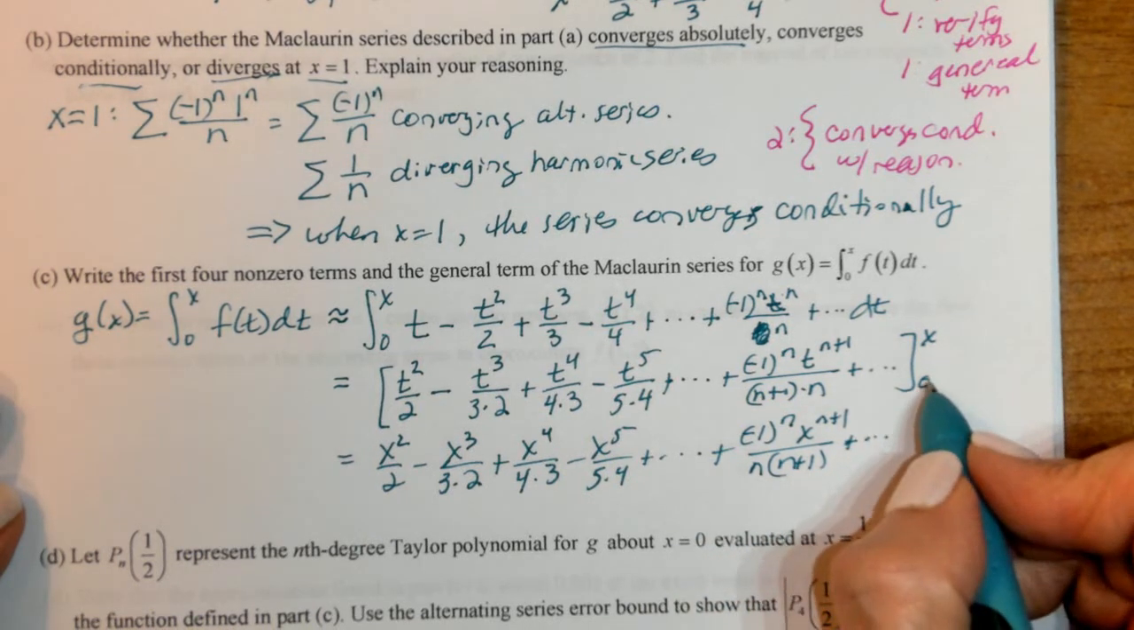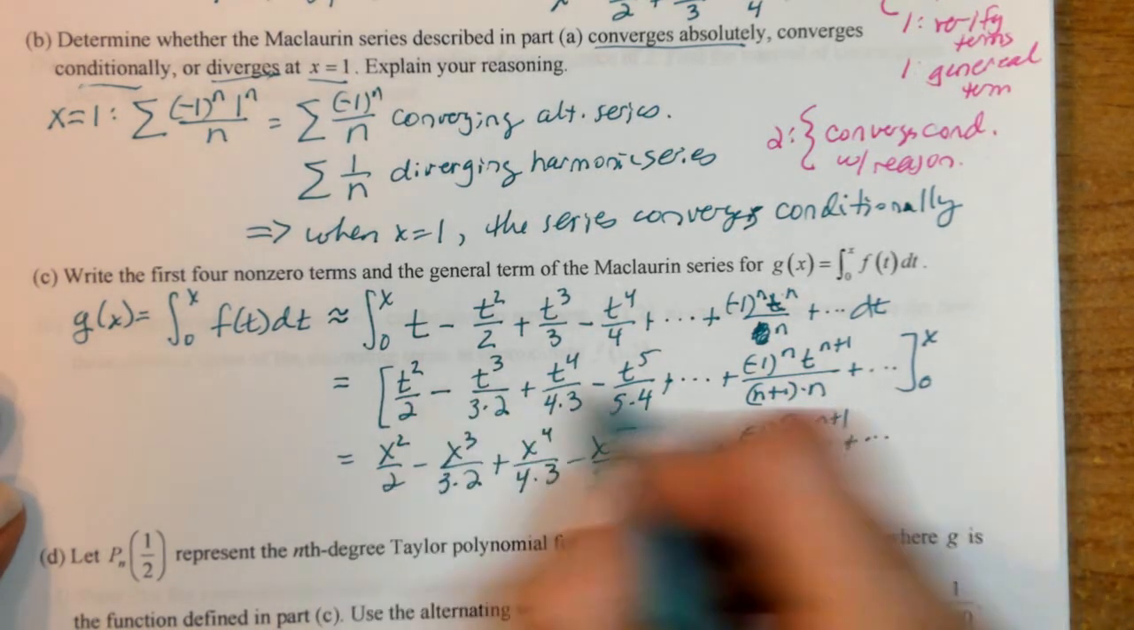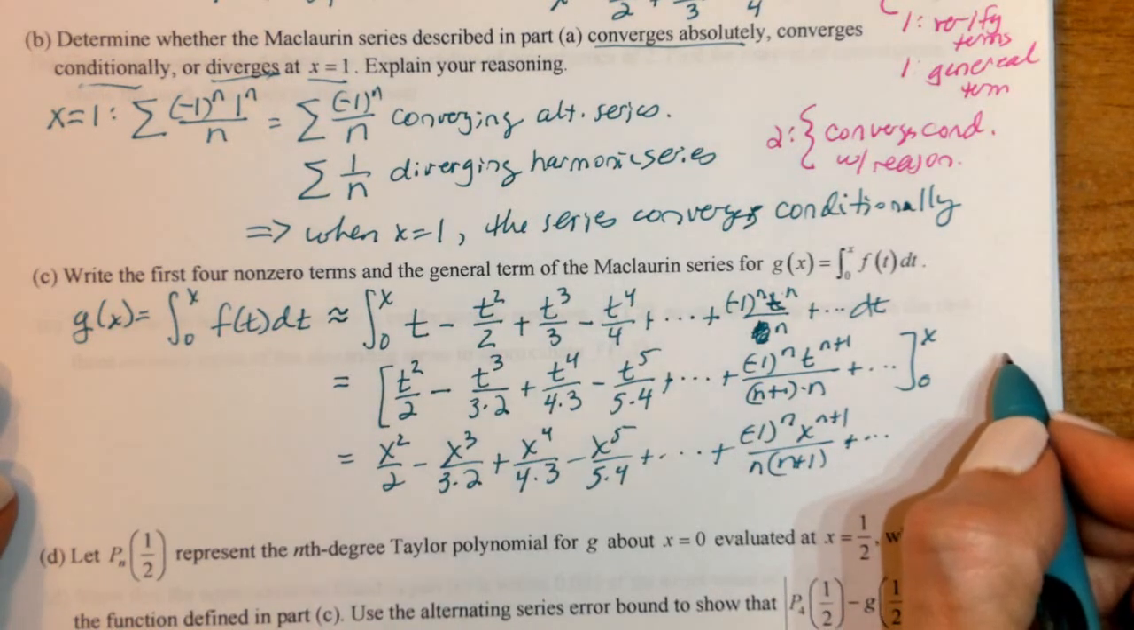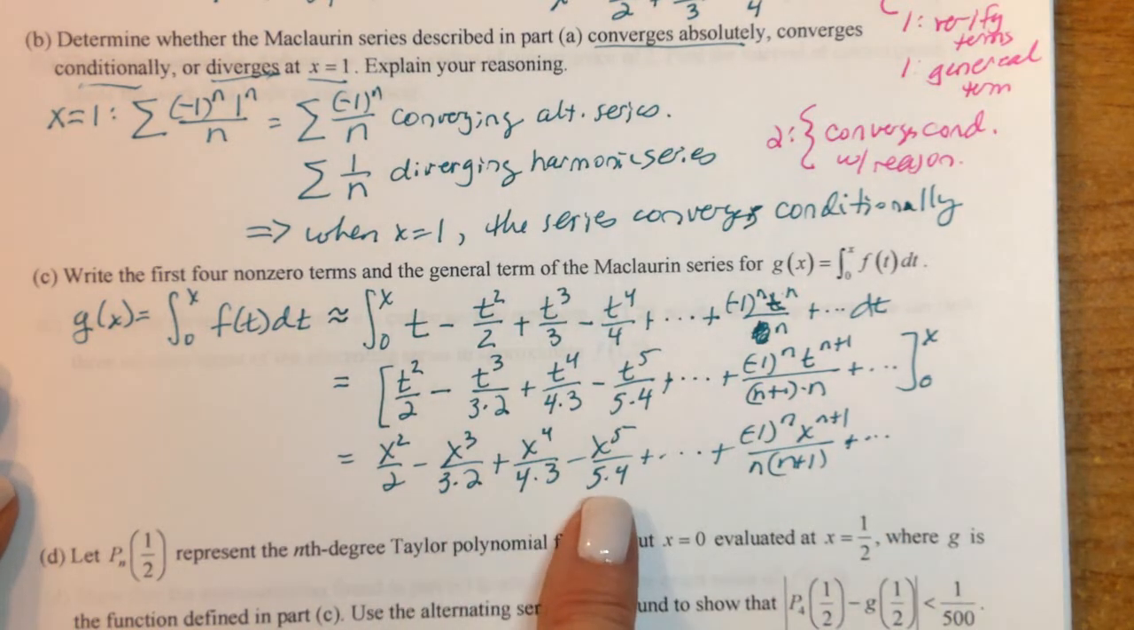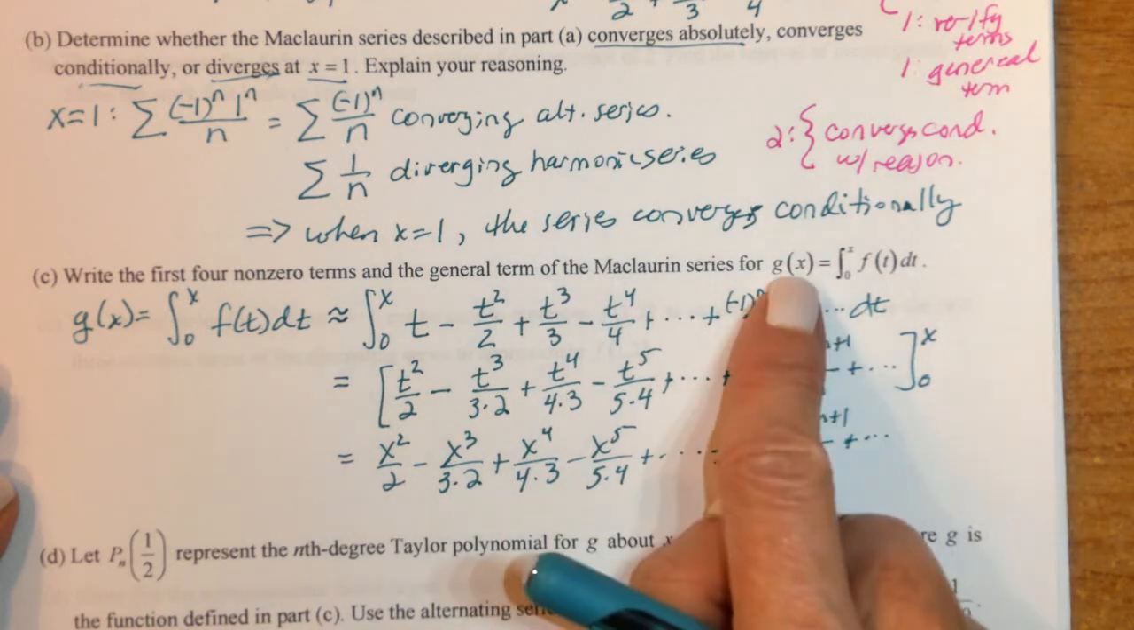And then when you put 0 in for t, you're going to get just 0 for that part. So that is the first four non-zero terms and the general term for the Maclaurin series for g.